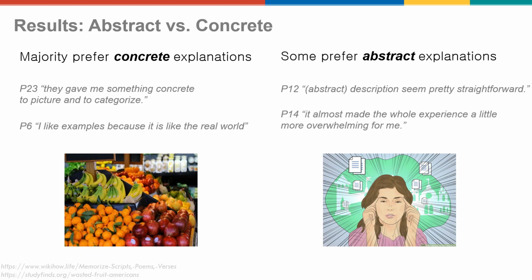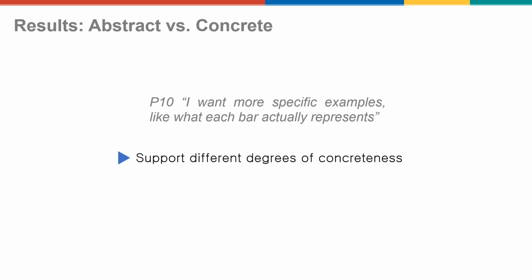For abstract versus concrete explanations, the majority of participants preferred concrete explanations, with a few preferring abstract explanations. However, there was no significant difference in task performance between the 2 strategies. Some participants wanted even more specific examples. This implies that there can be different degrees of concreteness, and future systems must support this spectrum to satisfy user needs.